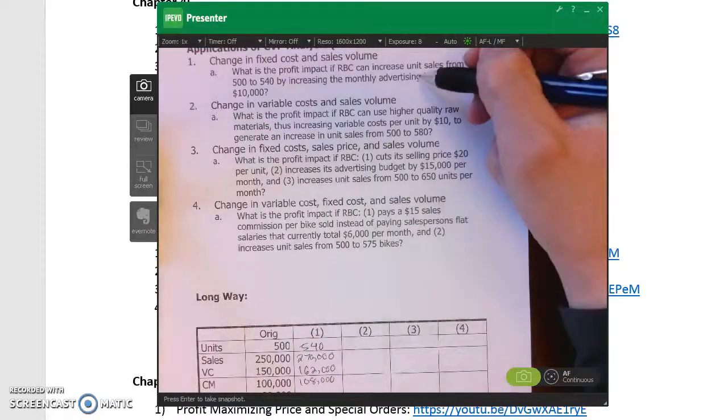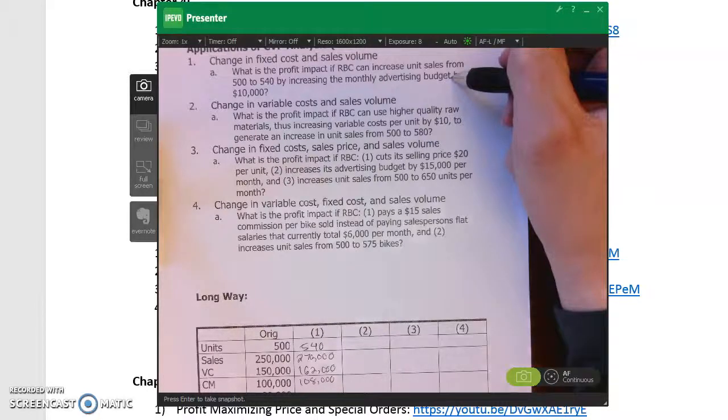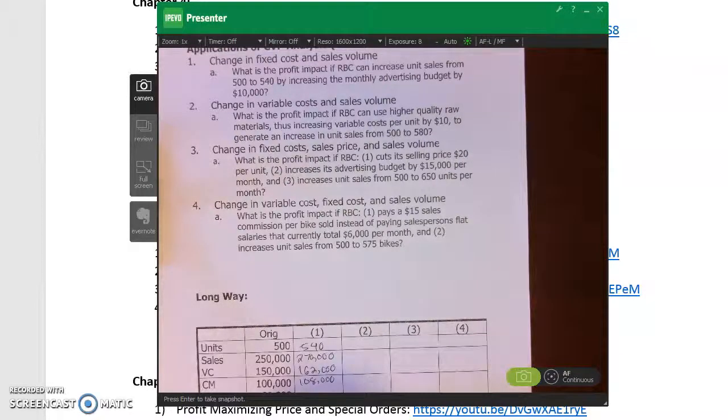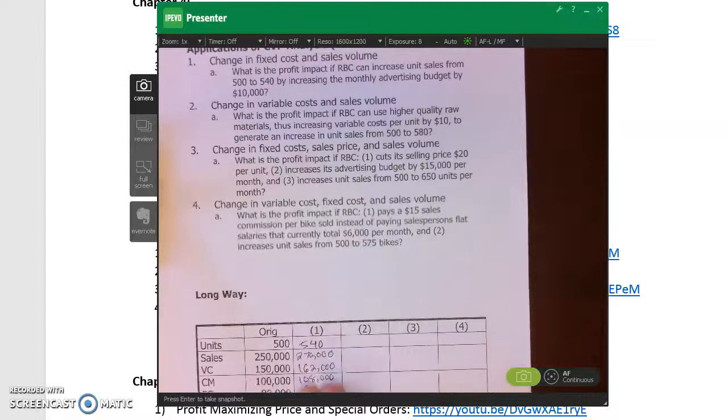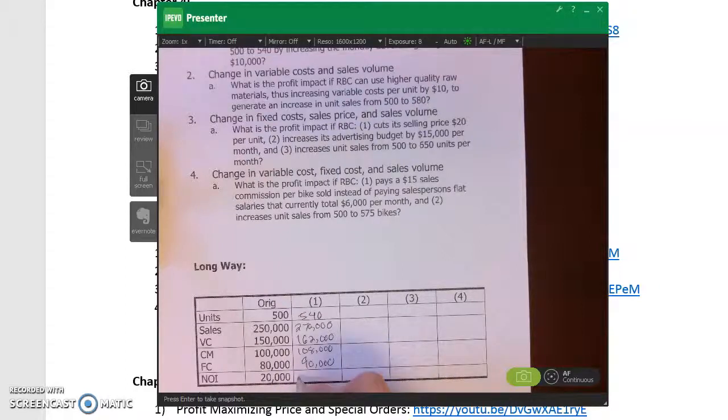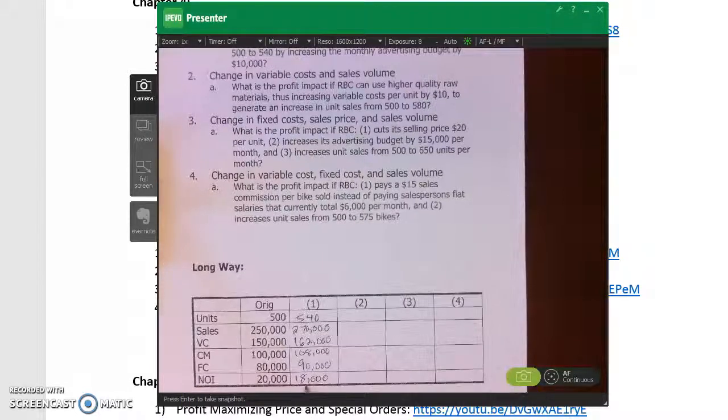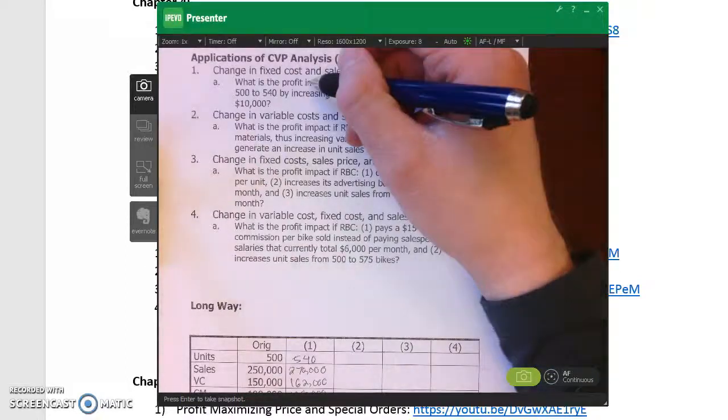And it says I increase advertising by $10,000. Advertising is a fixed cost. So that means my fixed costs go up from $80,000 to $90,000. Then I subtract the two, and I get net operating income of $18,000. So is this a good idea? No, because look, net income went down by $2,000 by doing that. And that's answering the question.